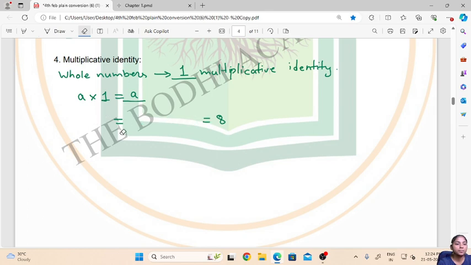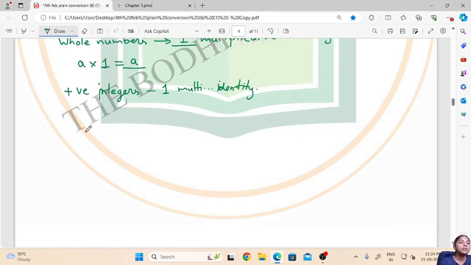So let us see for whole numbers it is true. That means for all the positive integers, 1 is the multiplicative identity. Now let us see if it is true for the negative integers.